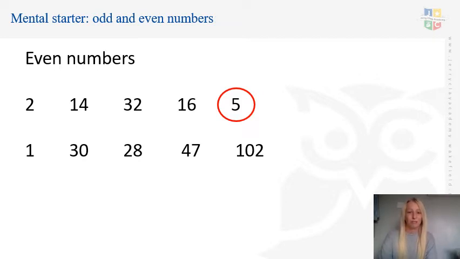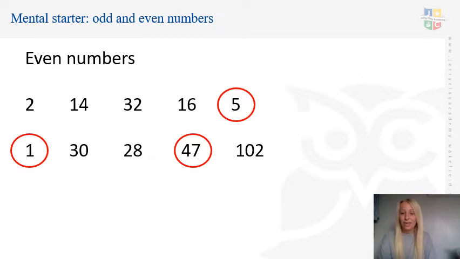5 is an odd number. Ready for the next one? 1. Brilliant. 1 is an odd number. And the last one that you should have found? 47. Fantastic. If you found all of those 3 odd numbers, make sure you give yourself 3 fabulous ticks to show that you're amazing. Okay, now we're going to move on to our main part of the lesson. So you'll need your tens and ones and you'll need your pencil and your exercise book. So if you need to pause now, you can pause ready to go.